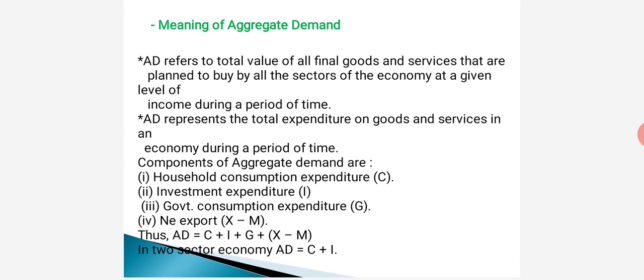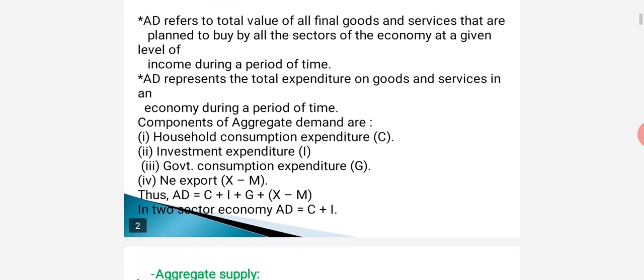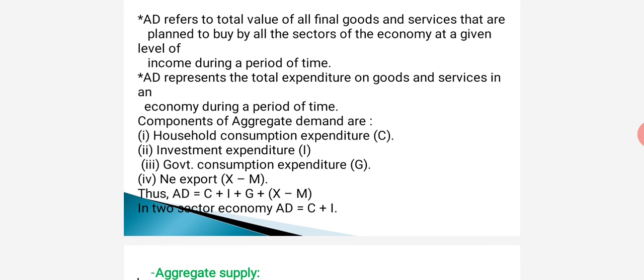Whatever our expenditure is, if we sum that expenditure, we will get aggregate demand, as written in the slide. Aggregate demand represents the total expenditure on goods and services in an economy during a period of time. The components of aggregate demand come from the four sectors of the economy: household consumption expenditure, investment expenditure, government consumption expenditure, and net export. It comes from ROW, rest of the world.